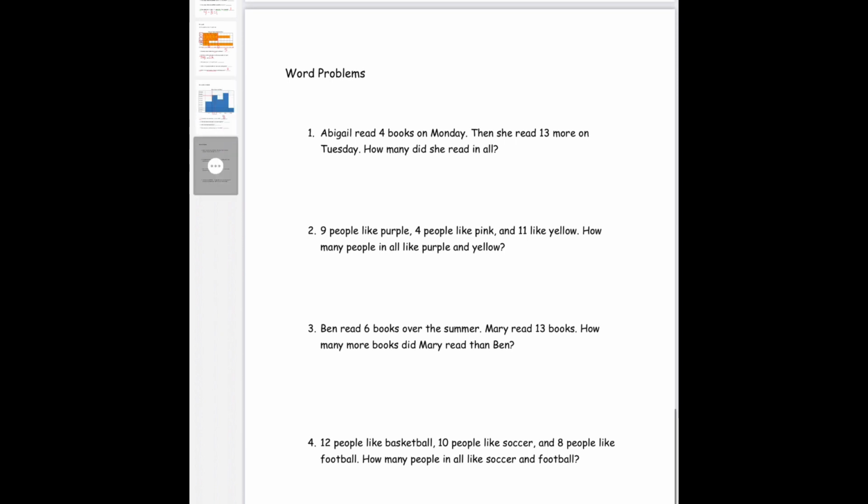Okay. Word problems. Abigail read 4 books on Monday. Then she read 13 more on Tuesday. More is a keyword for addition. How many did she read in all? So first she read 4 books. Then she read 13 more books, which is a sign for addition. And they're asking how many in all, so we would add. So 4 plus 13 is 17. So she read 17 books in all.